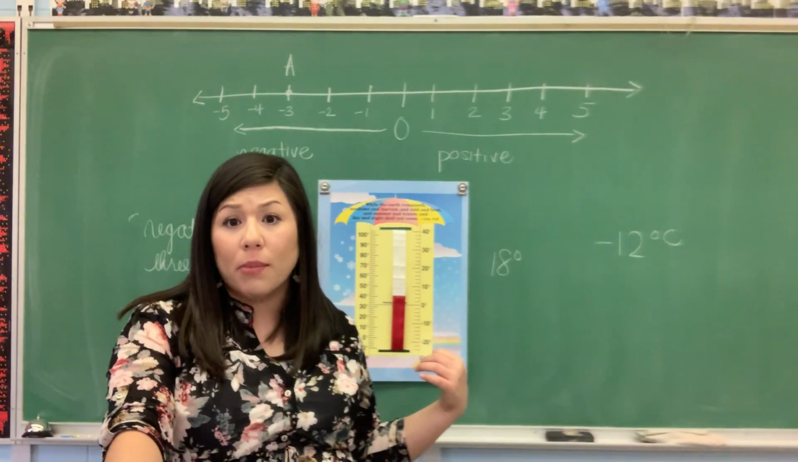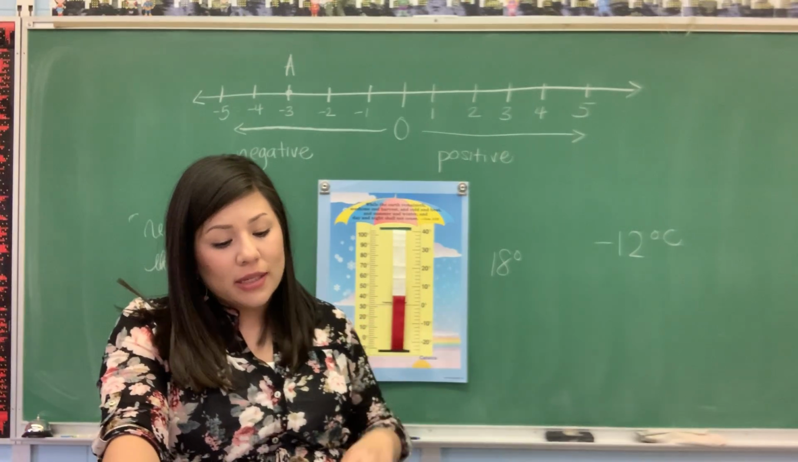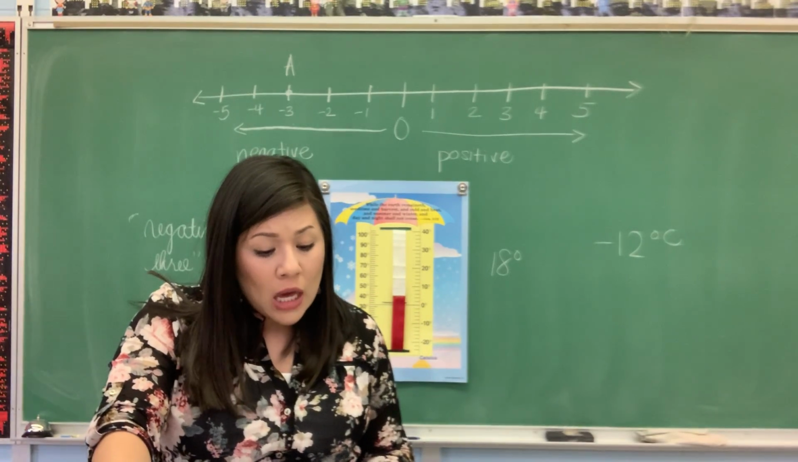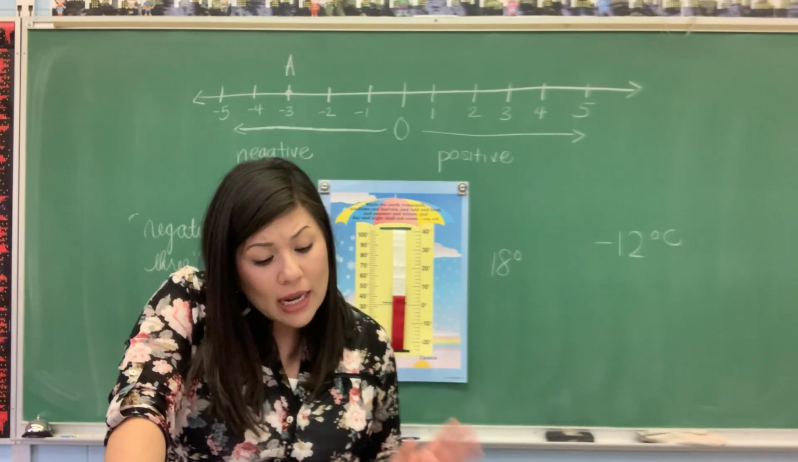So I just used my thermometer here. Using this, I counted down. You could always do that using a thermometer. Now, another way you can find the difference between the temperatures is by subtracting. Let's look at example 2.